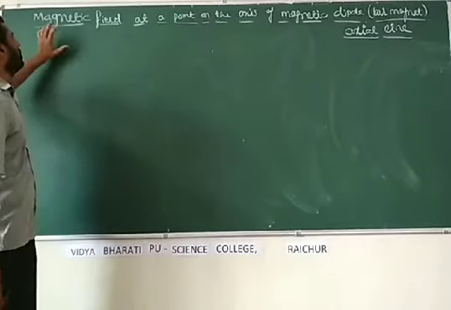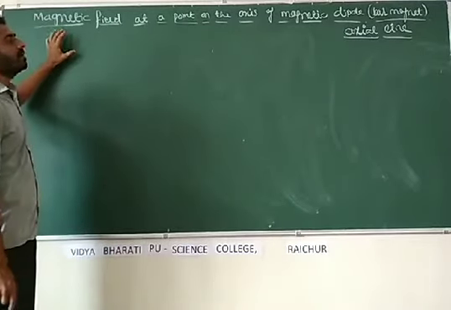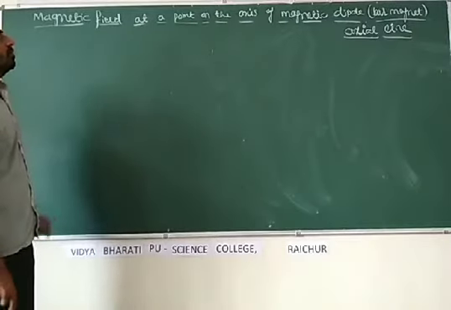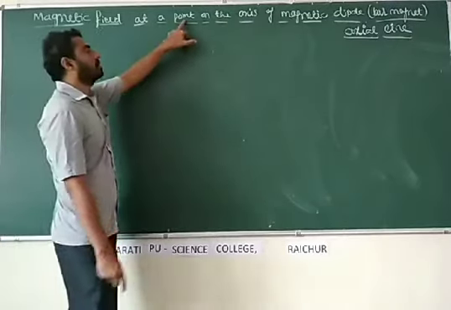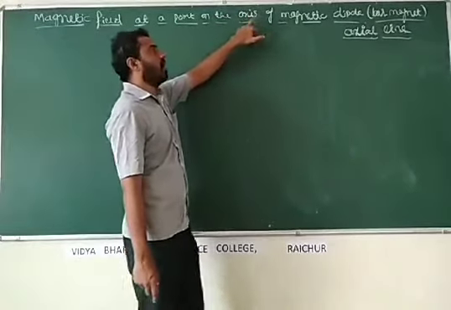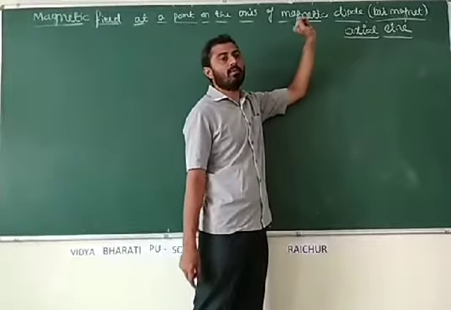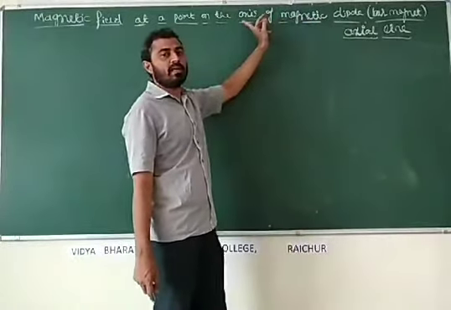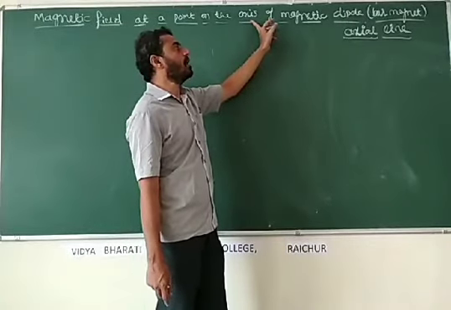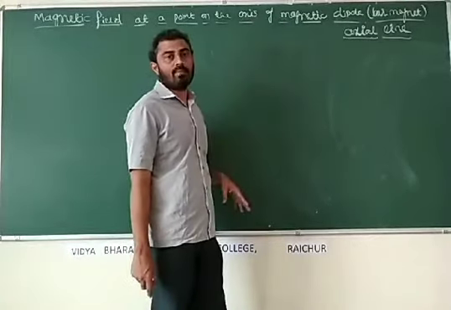Now, in this class, we are deriving an expression for the magnetic field intensity at a point which is on the axis of the magnetic dipole. The axis of the magnetic dipole is the straight line which joins the two poles of the magnet.